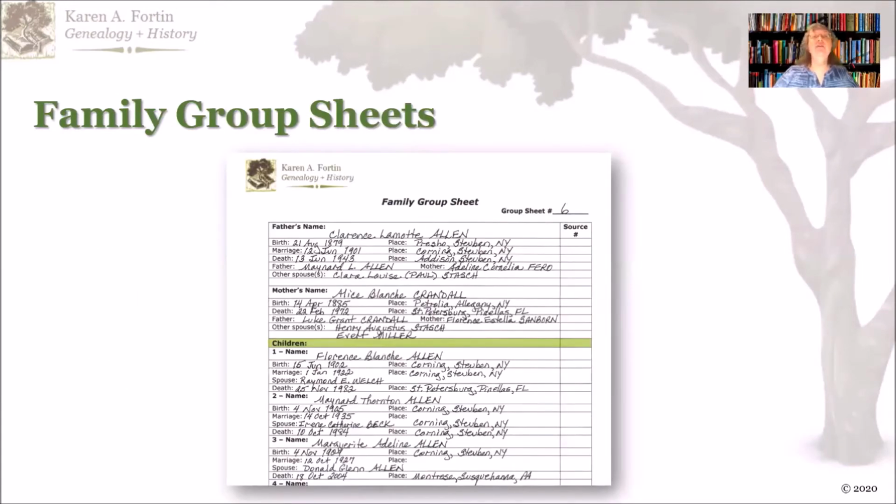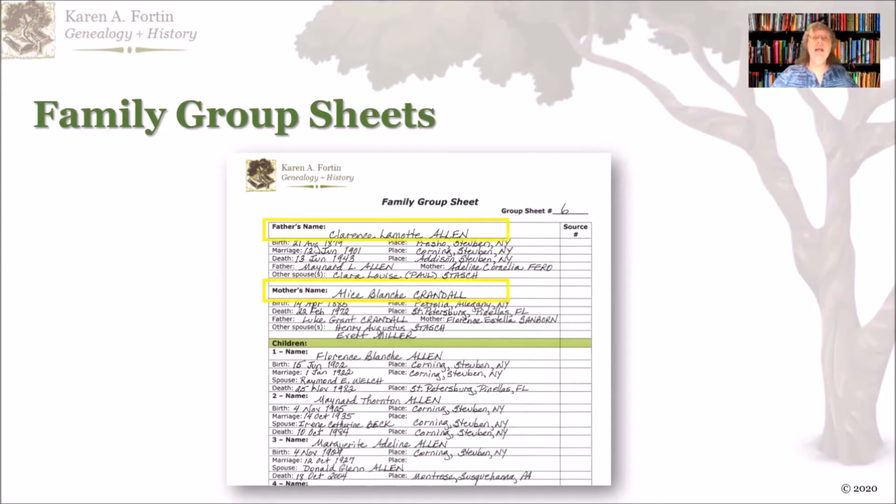Now let's take a look at the family group sheet. As you saw on the pedigree chart, there's only a limited amount of space, and you can only record the name and information for each of the parents. This can be helpful if you're trying to see multiple generations at once, but there's not enough room to record the names of everyone who may have been part of that family group, such as all of the children born to each of those couples. To do that, you would use a family group sheet for each one of those couples.